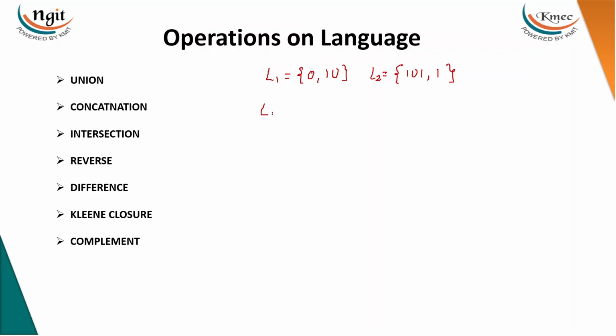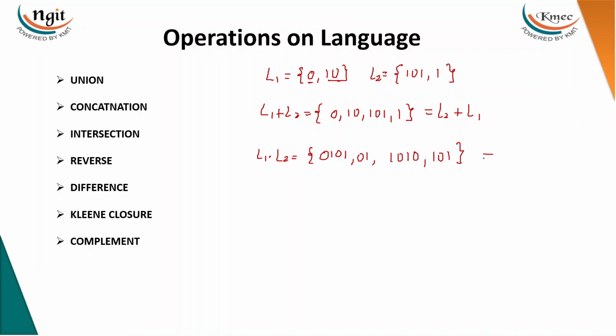So what is L1 union L2? It is nothing but you have to take all the strings. If they are repeated, don't take them again. That is the same as L2 union L1. The concatenation is L1 concatenation L2. Then you have to perform the concatenation of each and every string. First 0 with 0, 1, 01, and the same way for each and every string. So this may not be equivalent to L2 concatenation L1.